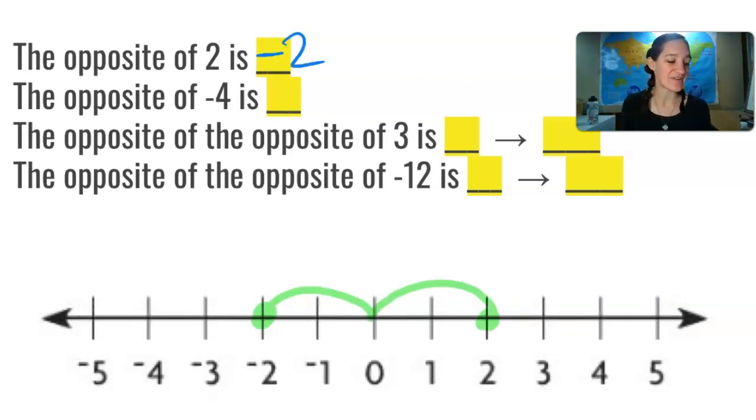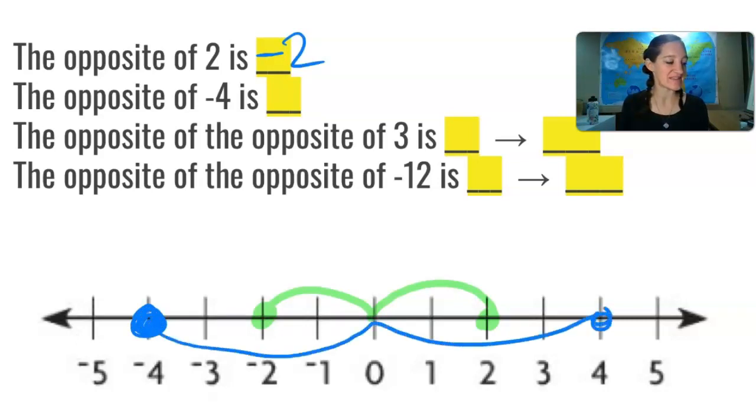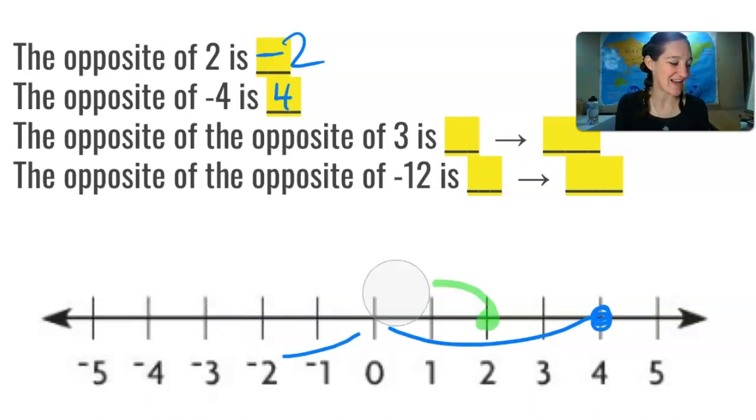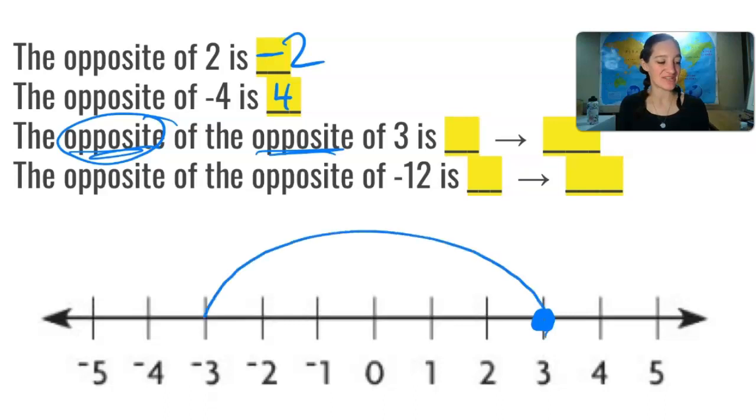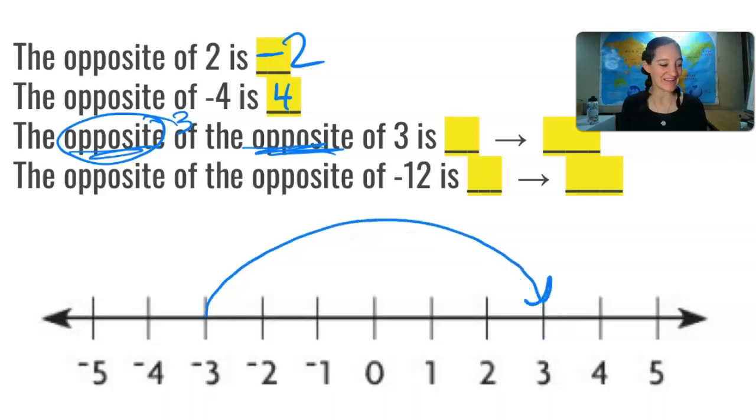The opposite of negative 4 is positive 4. All right. Now, let's do the opposite of 3. So let's try that one. Here's 3. Let's do the opposite of 3, which is negative 3. But then we have to find the opposite of that, which is back to 3. So the opposite of 3 is actually back to 3.